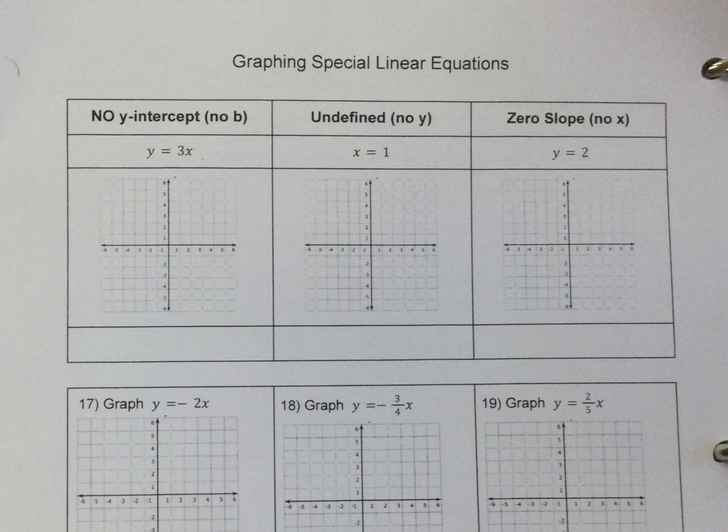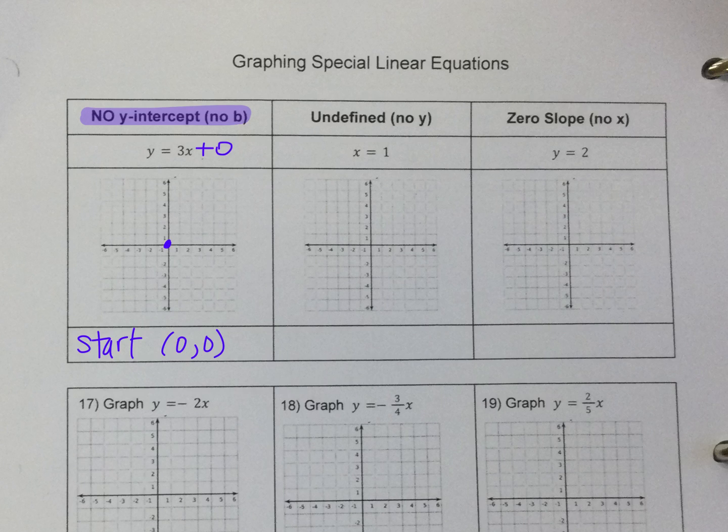Okay, on this page, we're going to talk about some kind of weird lines. So our first one is no y-intercept. There is no b. So y equals 3x, but there's nothing there. So that tells me it's plus 0. So that means I'm going to start at 0, 0. So I put my dot right here.